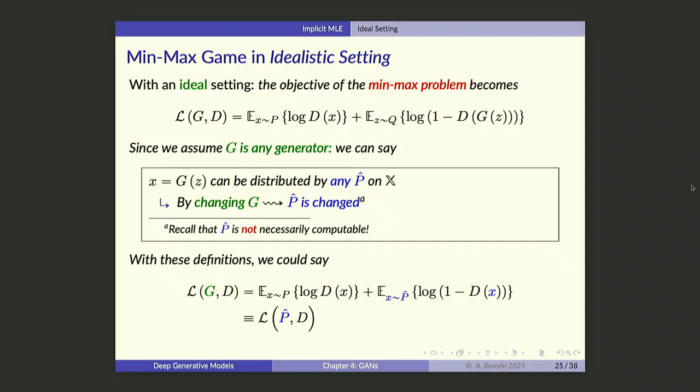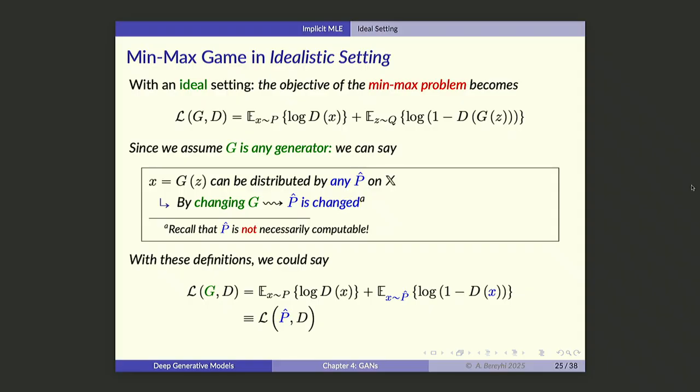And I say that this term is actually a function of P hat and D, because if I play with G, I am essentially playing with P hat, right? So if I can assume that I can realize any P hat by changing my generator, I am essentially trying to solve the min-max problem for this one. Everybody's cool? Questions on that? No question? Okay, it's a bit important to follow it. If you don't get it, just ask me.